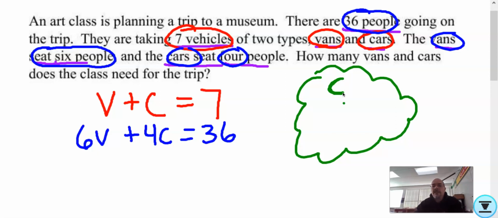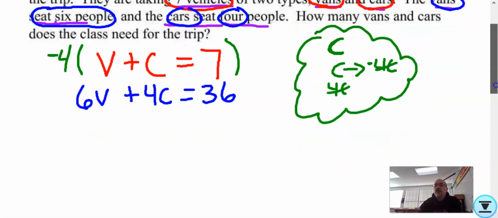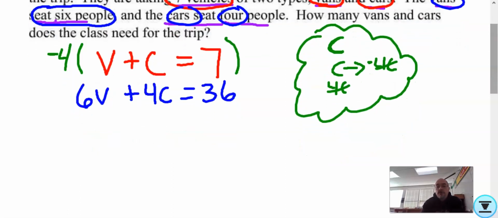Well, I've got a C and a 4C. That means I need this C to become a negative 4C so that they can cancel out, right? So if I need that to become a negative 4C, that means I need to multiply this by a negative 4. Okay, so I'm just going to rewrite that underneath the blue one. So negative 4 times V is negative 4V. Negative 4 times C, that's going to be minus 4C. And negative 4 times the 7, that's going to be negative 28.